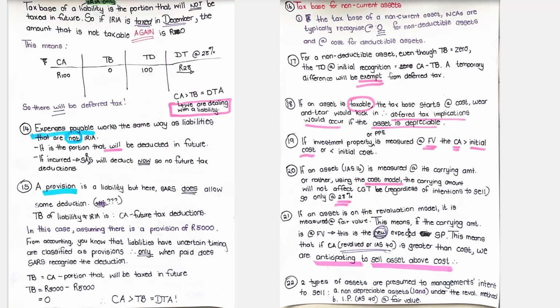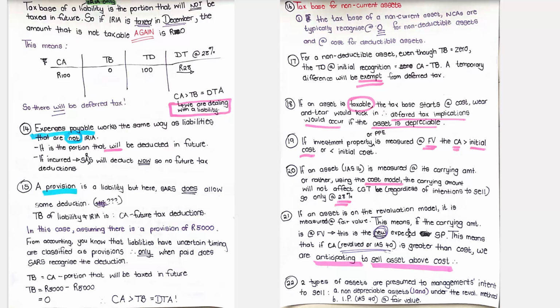So let's go back to our definition. Tax base is the carrying amount, which is the 5,000 Rand, less any future tax deductions, which is the 5,000 Rand. So your tax base for a liability that is 100% deductible when paid is zero, because you took the 5,000, subtracted it from the portion that will be deductible in future, and you got zero.